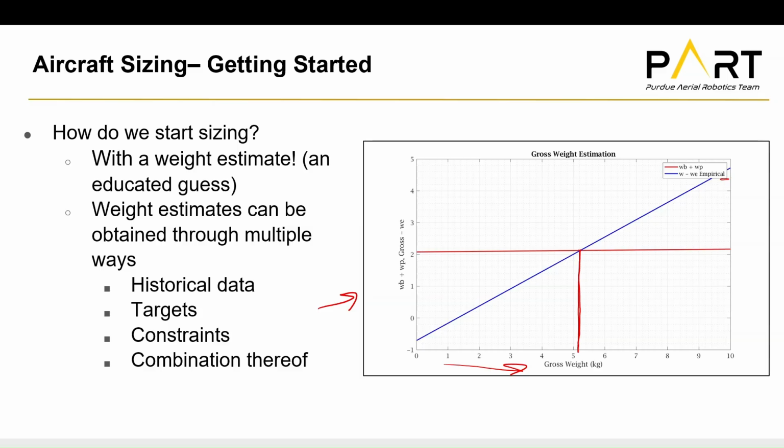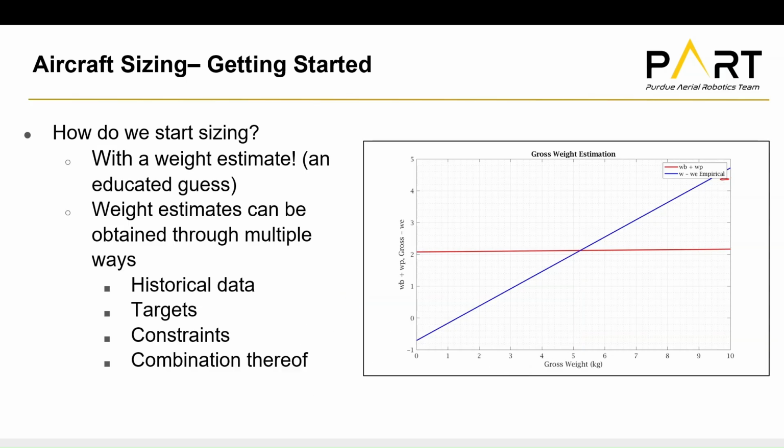And this number will change. It'll go up, it'll go down as we go through the design process. But this is just a good weight to start with and a weight that you need to move forward with certain equations to continue sizing your aircraft, right? You have to start somewhere. So again, this is how we did it in senior design.